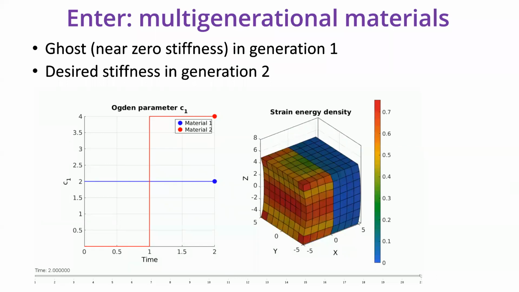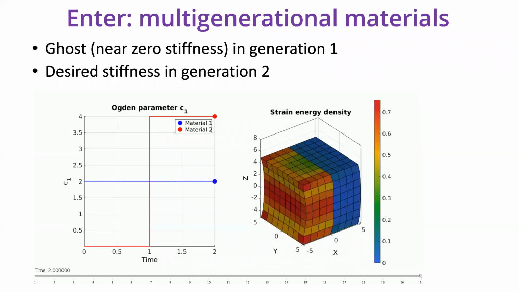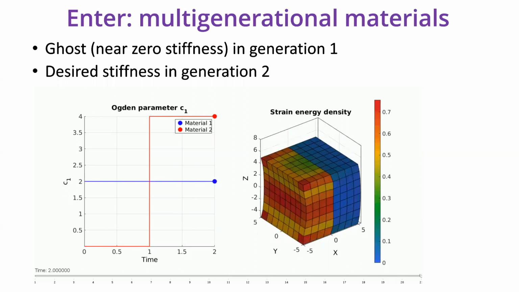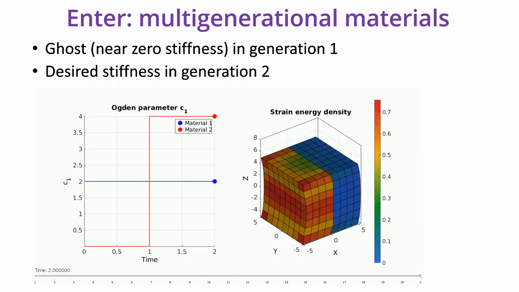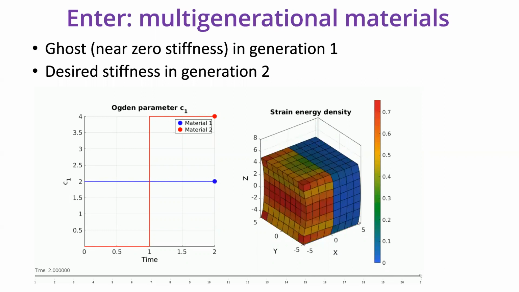Multi-generational materials. That sounds very fancy. This is actually a demo in GIBBON. This is a block, and the thing that looks green in the end is actually our multi-generational material. The thing that looks blue in the end, when the cube comes back down, is the multi-generational material. That's called material 2. Unfortunately, it's the red line on the left.